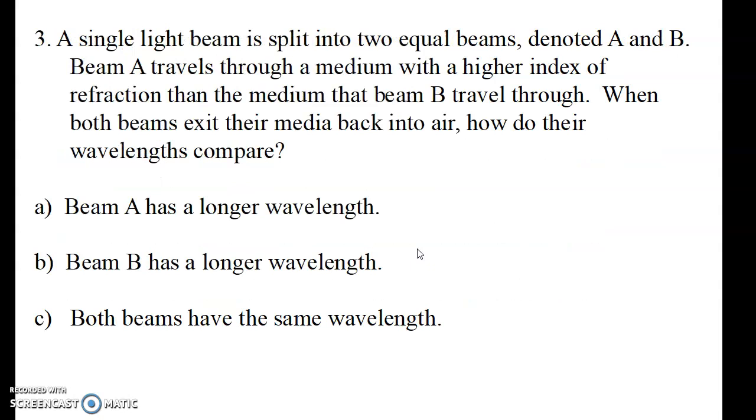A single beam is split into two equal beams, denoted A and B. Beam A travels through a medium with a higher index of refraction than the medium B travels through. When both beams exit their media back into air, how do their wavelengths compare? And the answer is C. Both beams have the same wavelength. They're both back into air, and whatever change they had before is going to go back to what it was prior to that. So the answer to that is C.